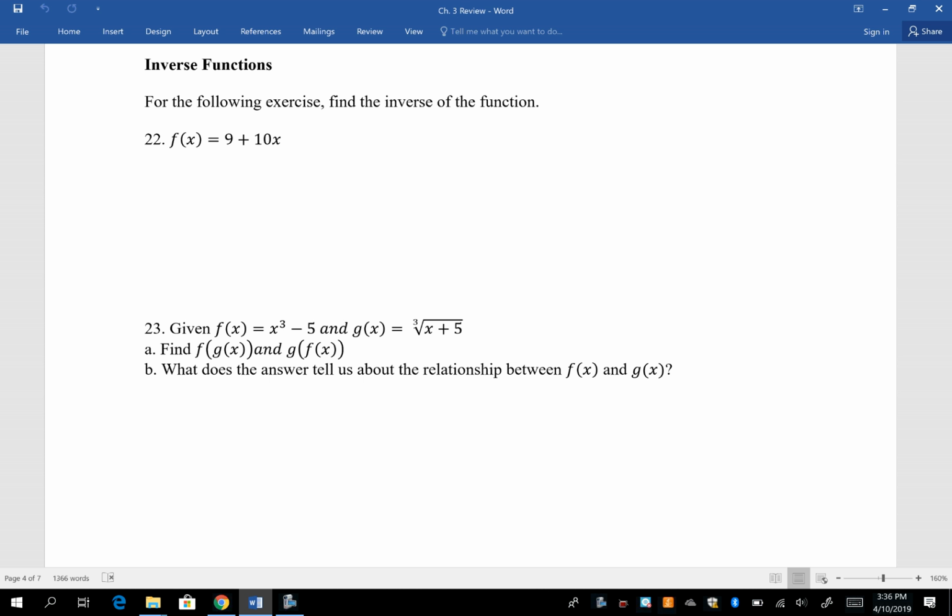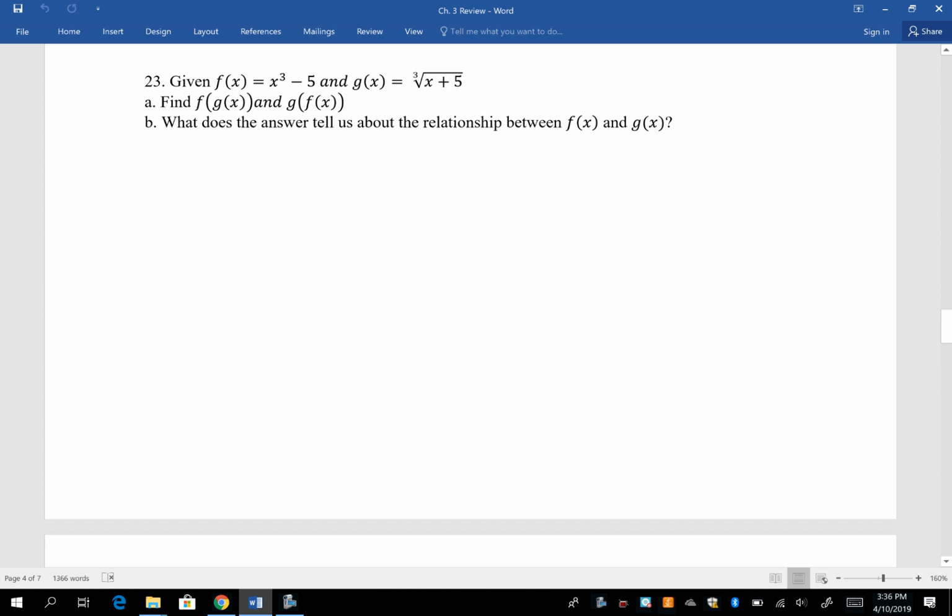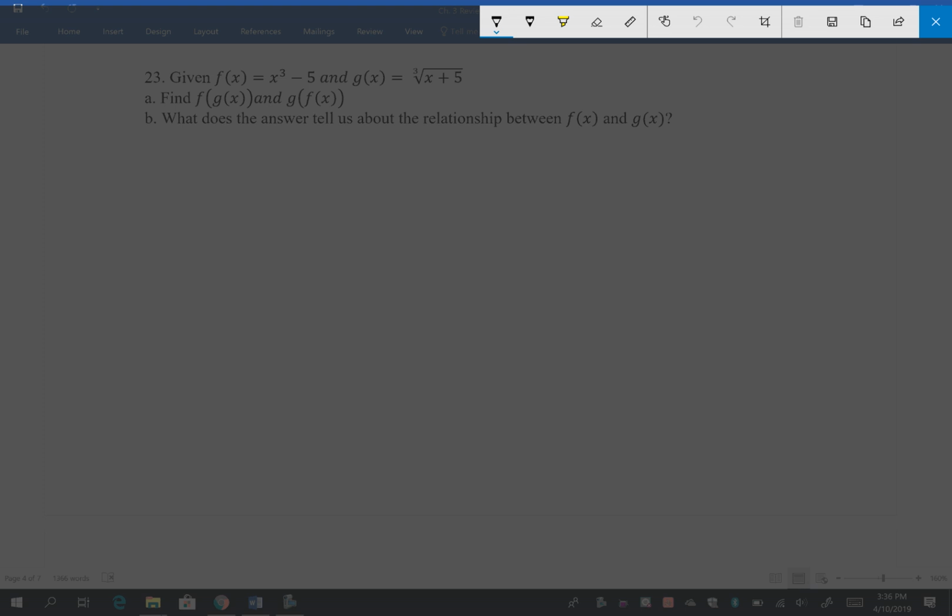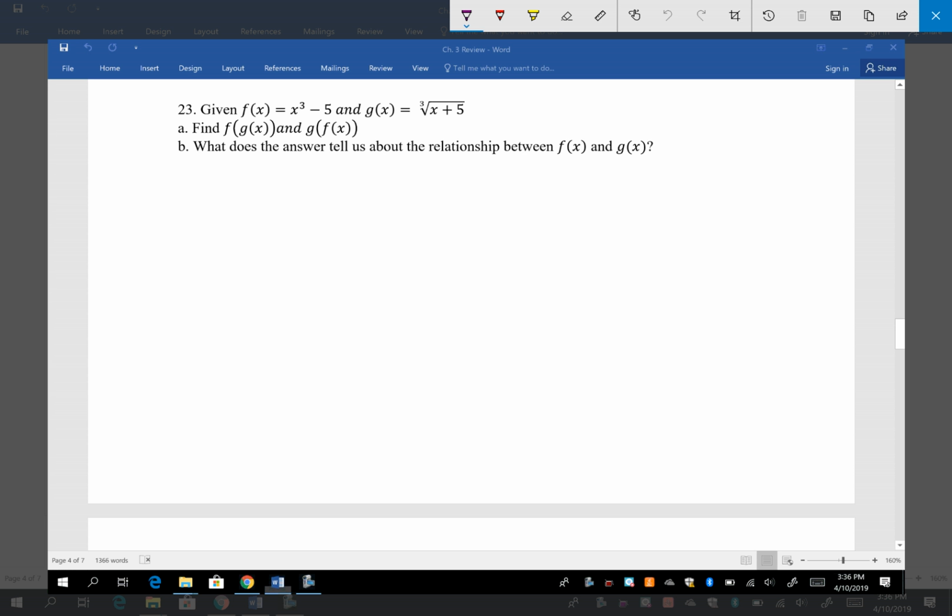Yes, 23. All right. Now, when you read this, what ultimately am I trying to get you to do? To see if they're inverses of each other or not. That's what I'm trying to get you to do without actually telling you that's what you're doing. If you read part B, it says, what does it tell you about the relationship between them? I'm trying to get you to say either they're inverses of each other or they're not inverses of each other.